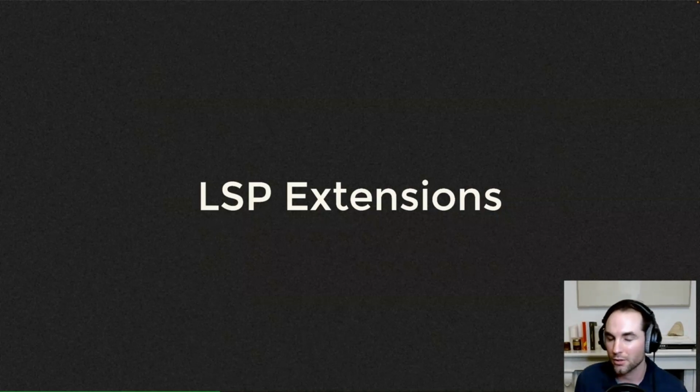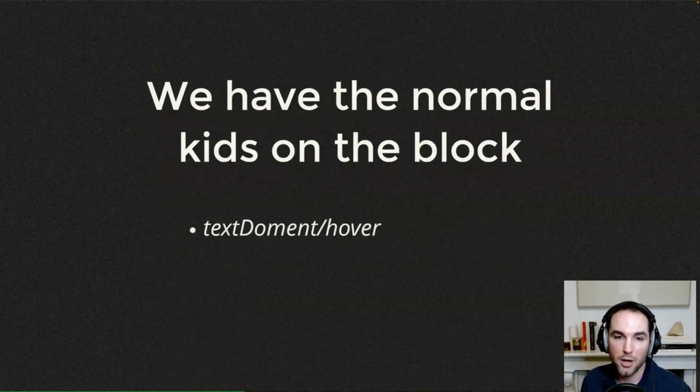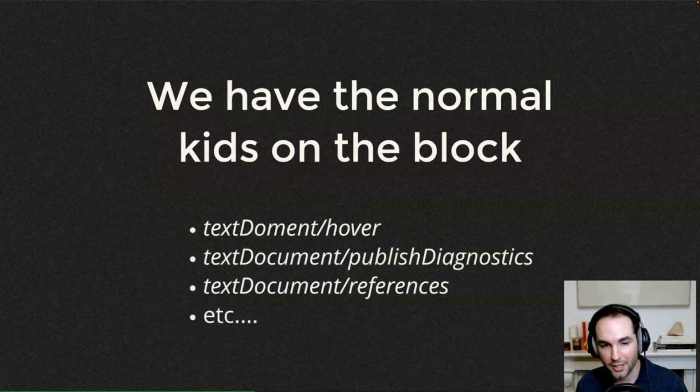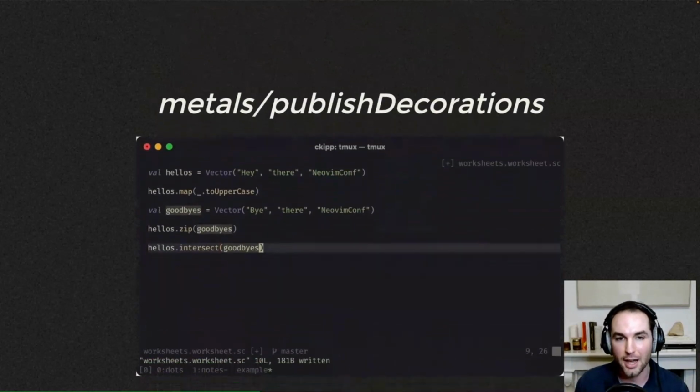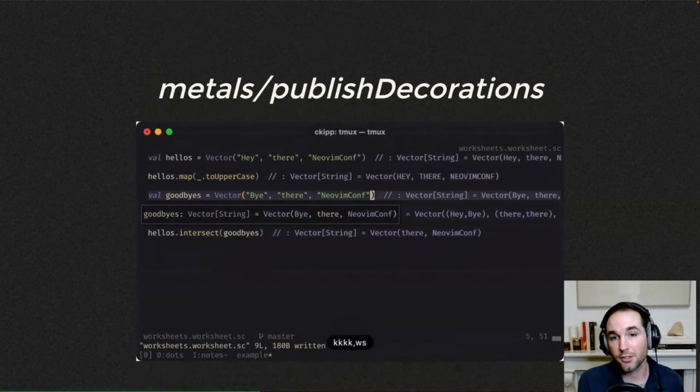And not tons of servers make use of these, but servers like Metals, for example, do. And if you're not familiar with these at all, you have the normal kids on the block, right? Like text document hovers, published diagnostics, references, et cetera, all of the core things that you would expect a language server to have for you to have support in the editor. And if it really doesn't have those, then you question the usefulness of actually having that language server. But there can be other ones as well that are custom to language servers.